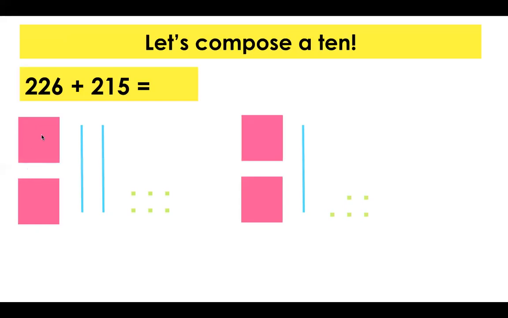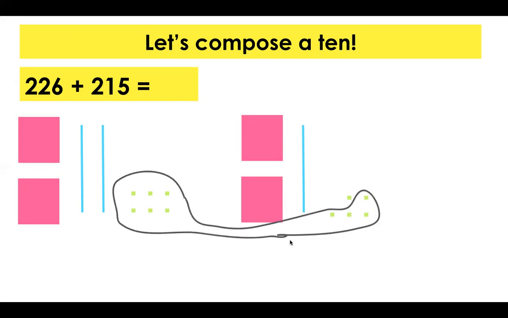So I worked on this problem by first drawing 226 in hundreds, tens, and ones, and 215. Then I knew that I had 10 ones here. 1, 2, 3, 4, 5, 6 plus 4 equals 10. So I composed a 10 by taking those 10 ones and turning them into a 10. Now I have 100, 200, 300, 400, 410, 420, 430, 440, 441.